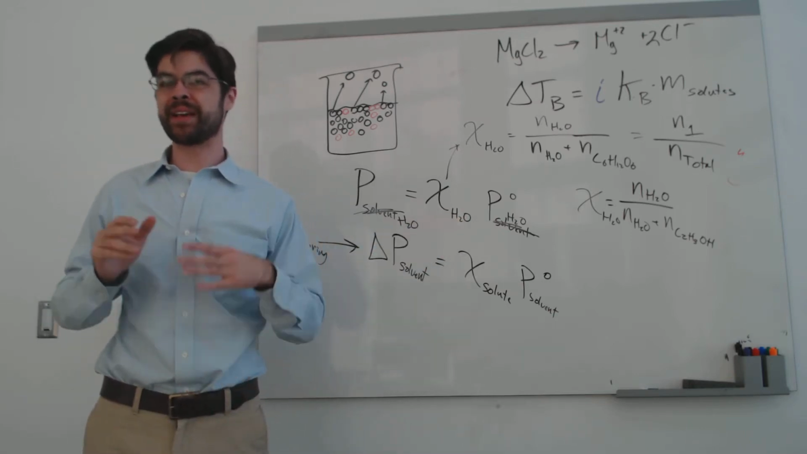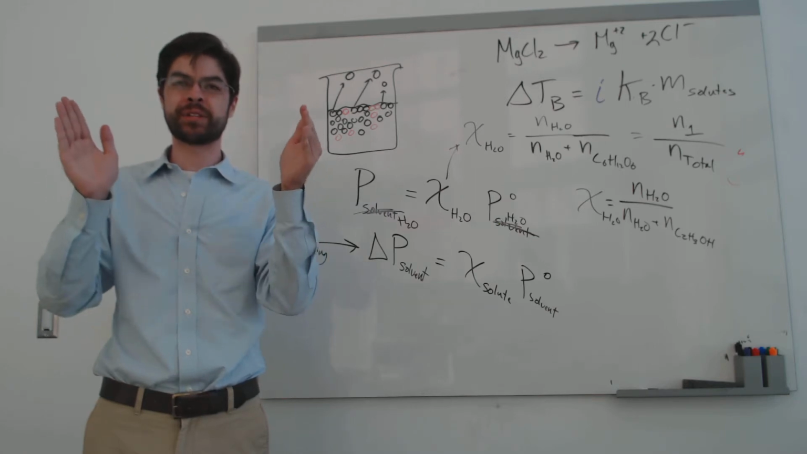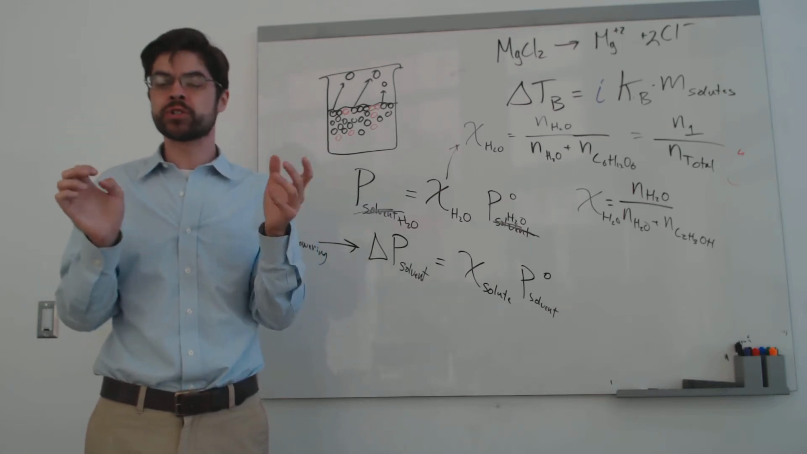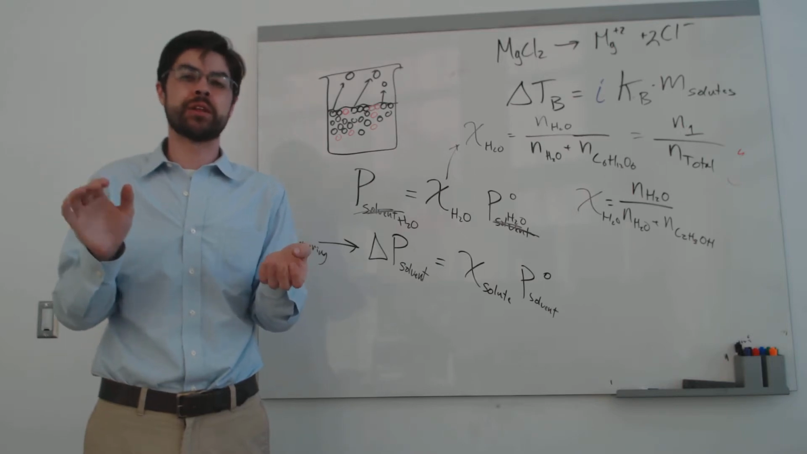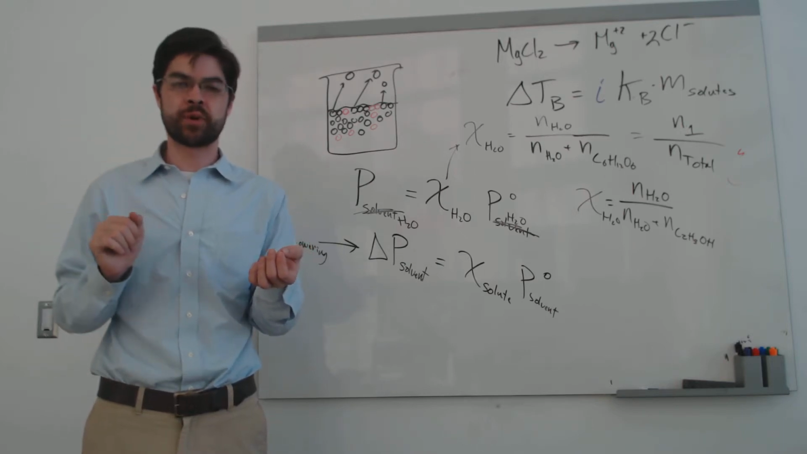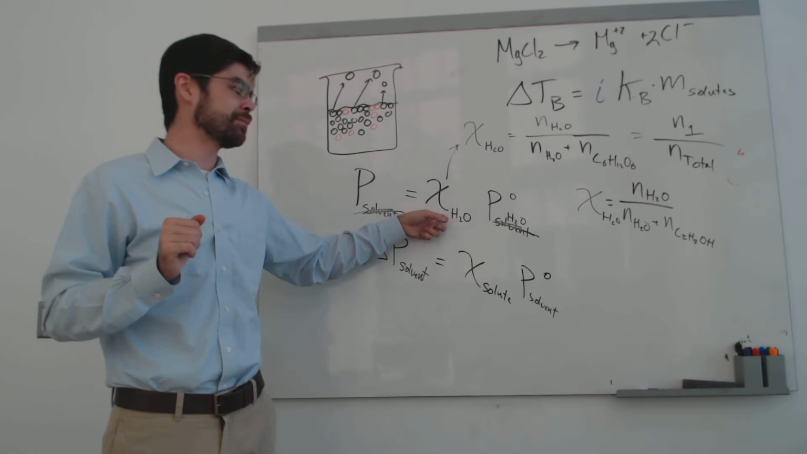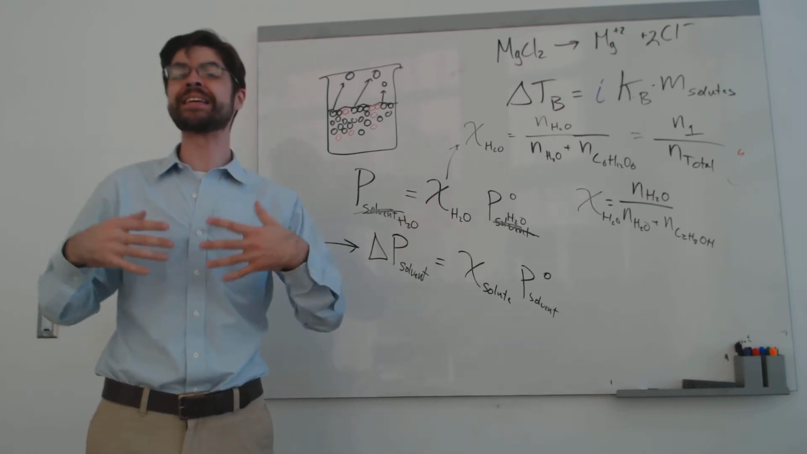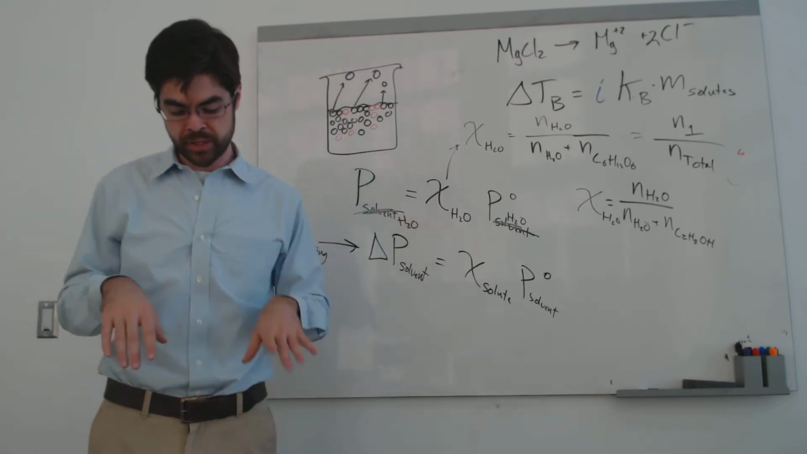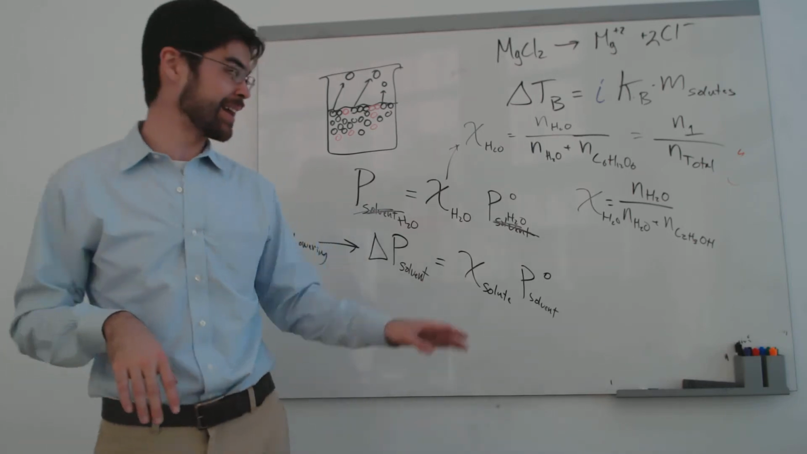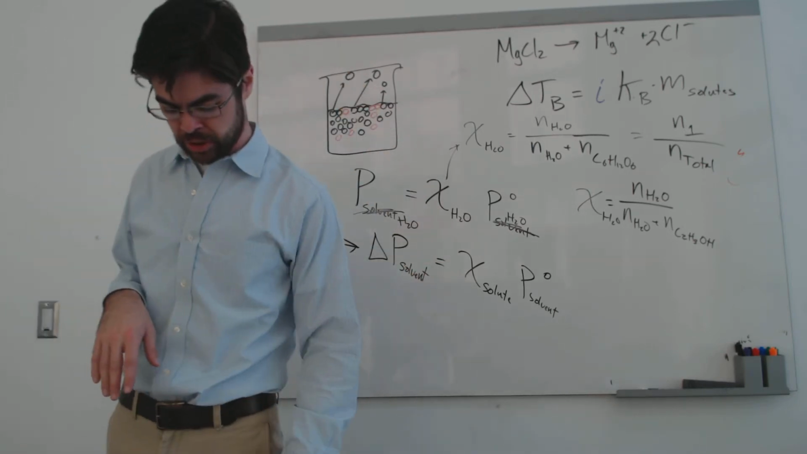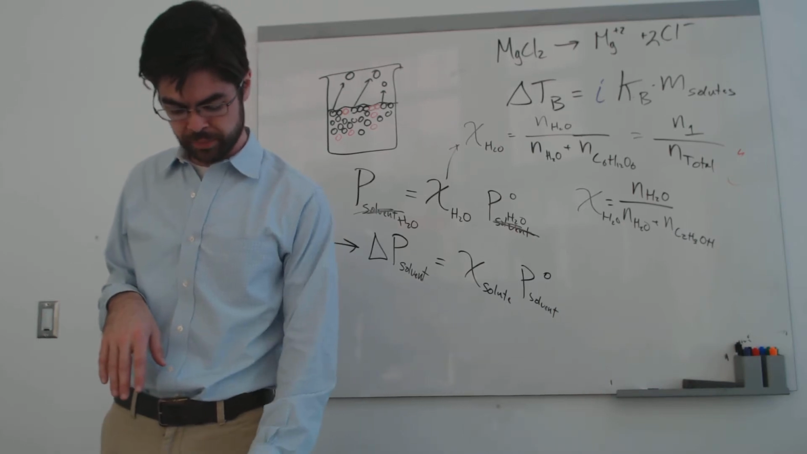So instead of being 100% water, it might only be 90% water. So I expect the vapor pressure to be 10% lower, 90% of what it was before. That's going to be given by the fraction of water that's still available to vaporize. So that's why it's the solvent's mole fraction and not the solute's. And again, I go back to this particular picture to sort of justify that assertion.